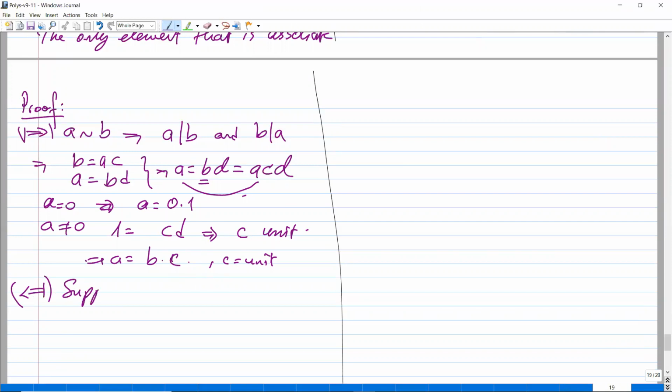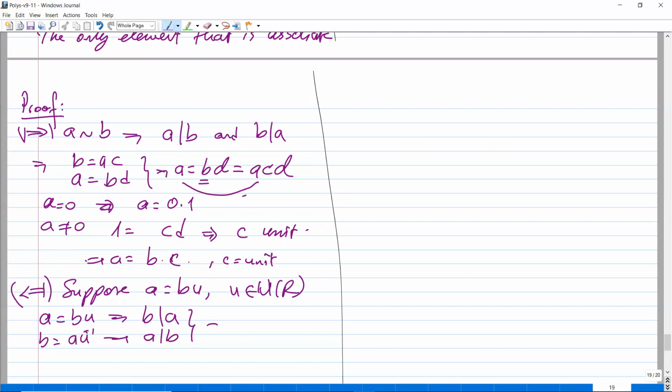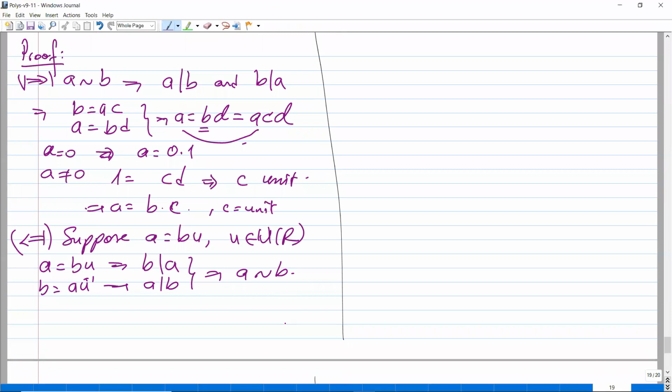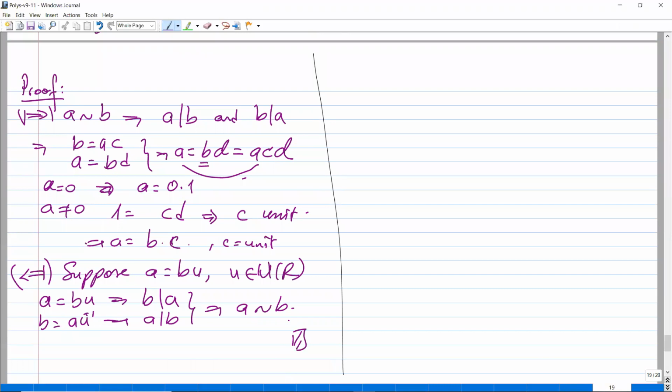And conversely, suppose that A is equal to B times U, where U is a unit in R. Then it implies that B divides A. And also we can write B is equal to A times U inverse, so that A is a factor of B, so that A divides B. Therefore, A is associated to B. That finishes the proof of the proposition. Okay.